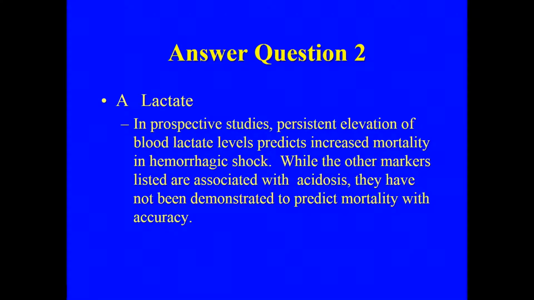In prospective randomized human trials, persistent elevation of blood lactate predicts increased mortality from hemorrhagic shock. While other markers listed are associated with acidosis, they have not been demonstrated to predict mortality with accuracy.